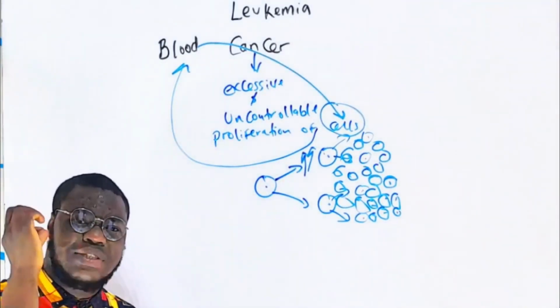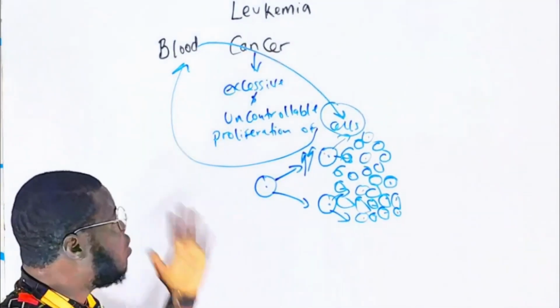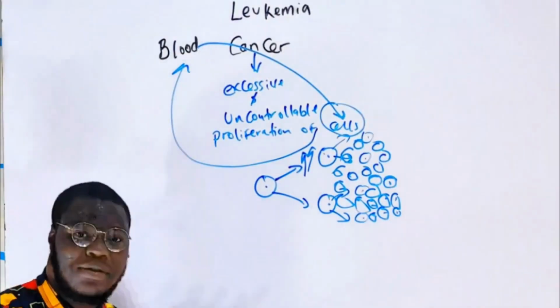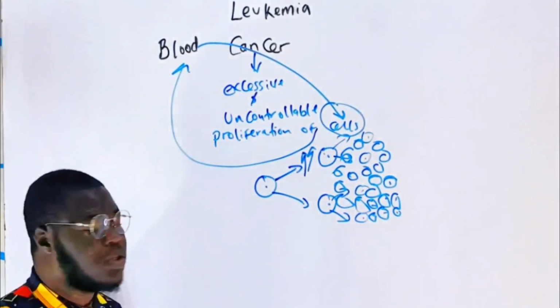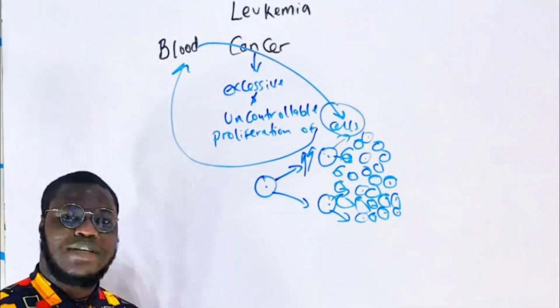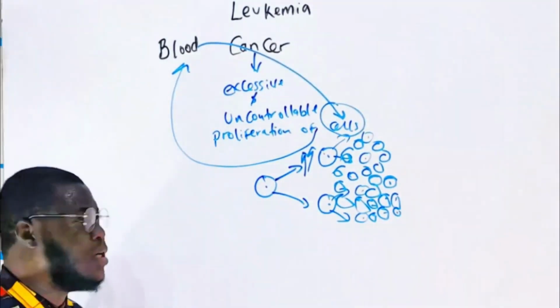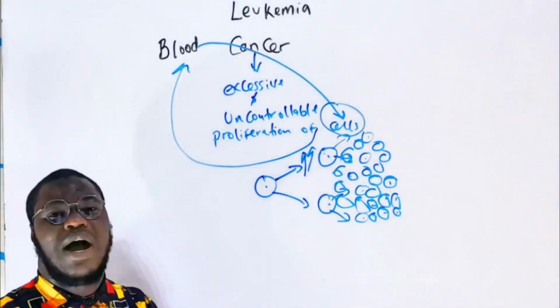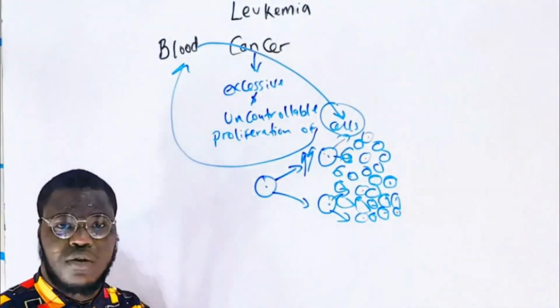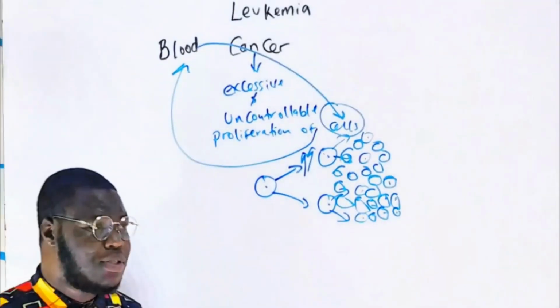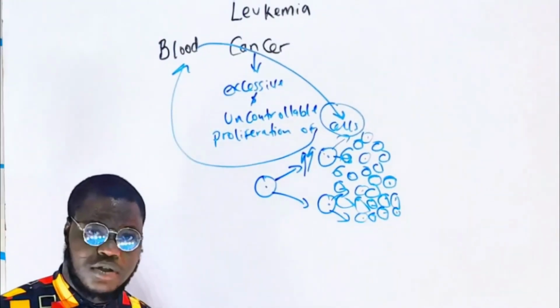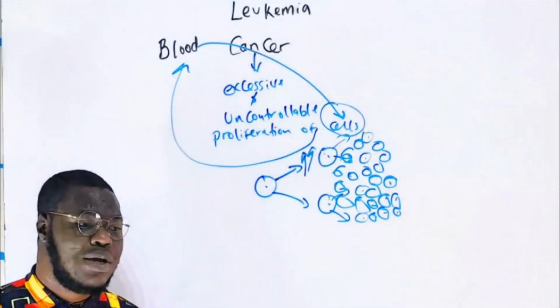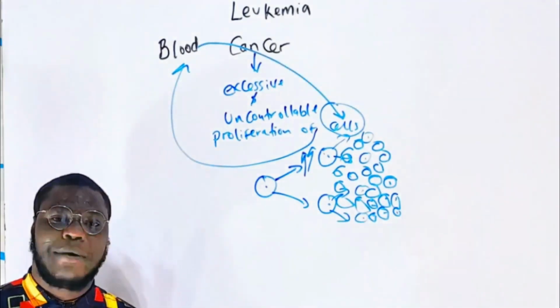Now, the definition is not complete. If you call leukemia an excessive and uncontrollable proliferation of blood cells, to make it perfect, the kind of cells that are proliferated in leukemia are immature cells most of the time. Sometimes the cells are going to be matured, but they are not okay, they are not genetically fine. We'll talk about that later.